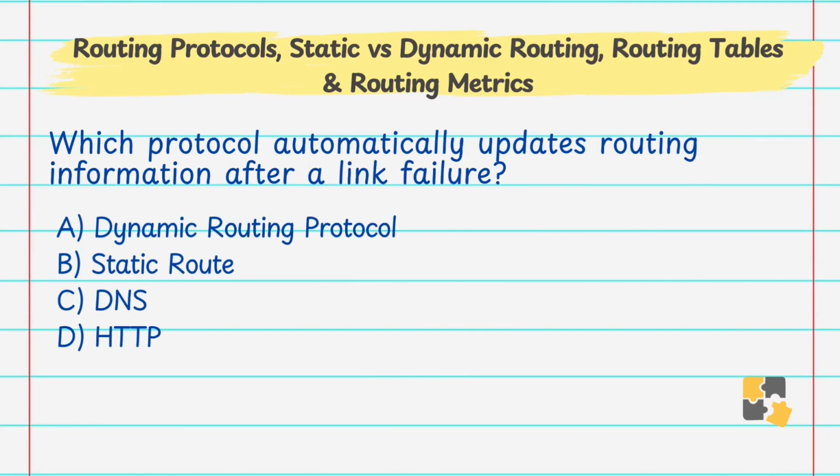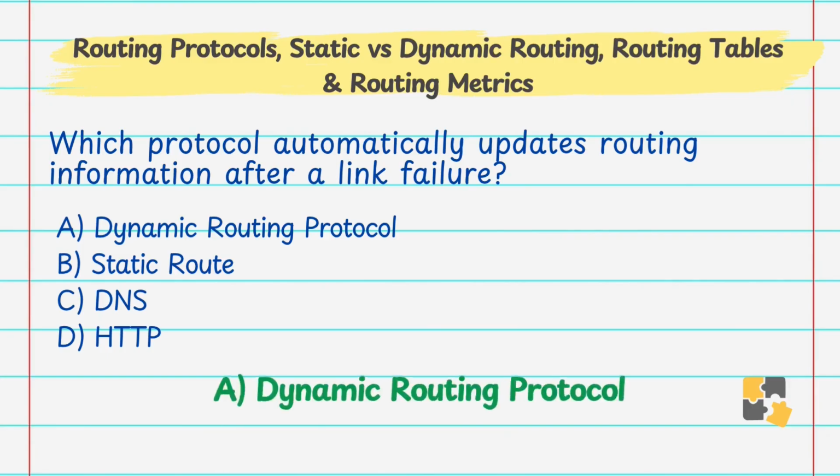Which protocol automatically updates the routing information after a link failure? A. Dynamic routing protocol, B. Static route, C. DNS, D. HTTP. Answer is A. Dynamic routing protocol. A dynamic routing protocol detects the failure and calculates the alternative path.